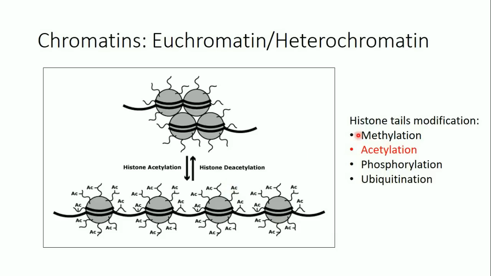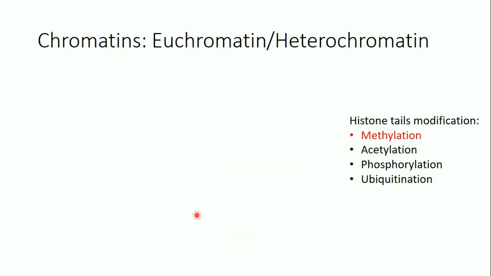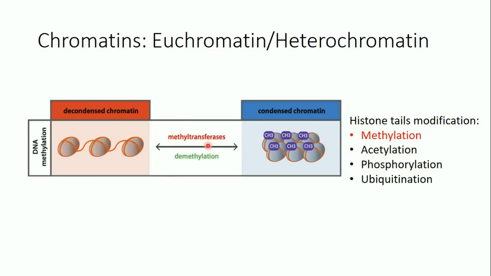Now, the opposite is the case of methylation. In case of methylation, the nucleosomes are compacted together more and more. So the histones are compacted together. And this is what happens in case of X inactivation: the histones are compacted, and so the DNA is compacted together.